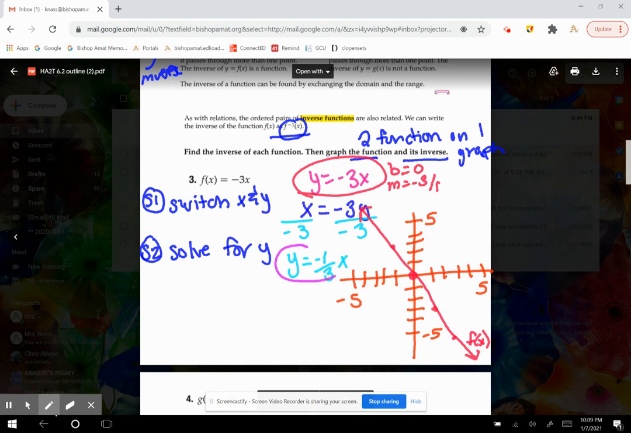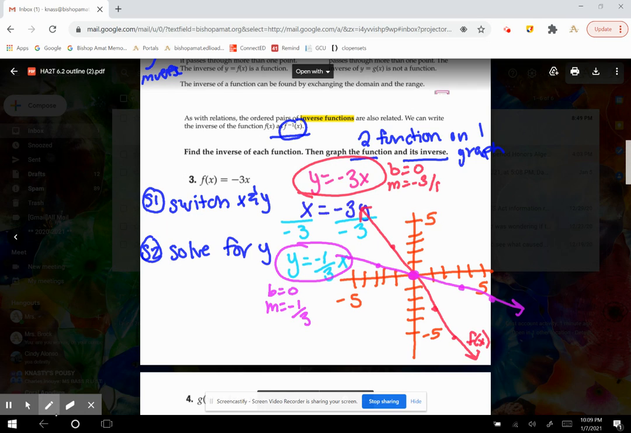Let's do this one. I'm going to do this one in purple. So again, my b is 0. My slope is negative 1 over 3. So 0, down 1 to the right 3, down 1 to the right 3, up 1 to the left 3, up 1 to the left 3.